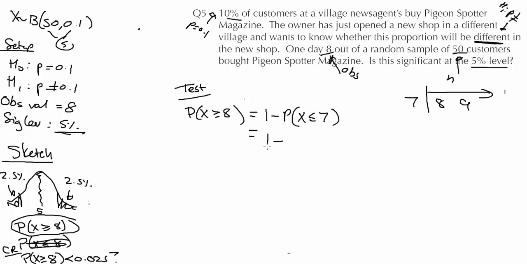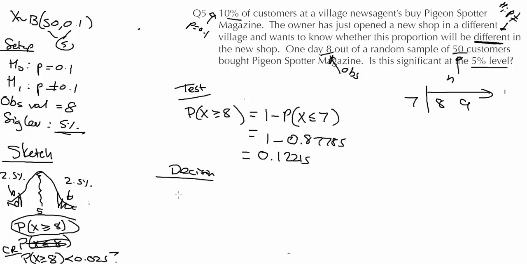50 trials, 0.1, 0.87785. So I'm going to use a calculator this time. No heroics. Here we go. 0.12215.